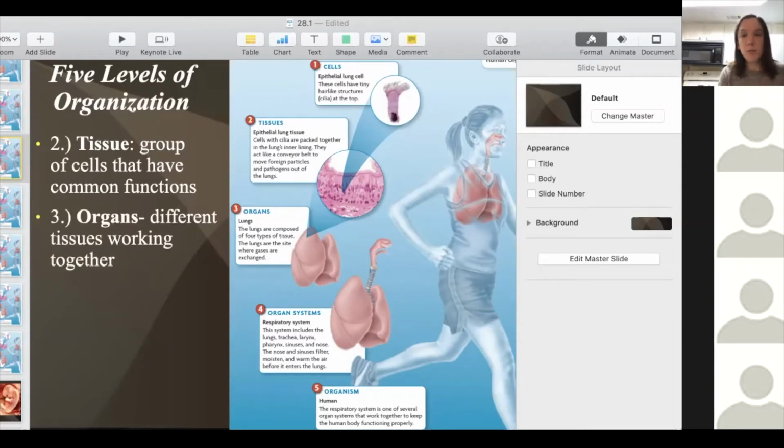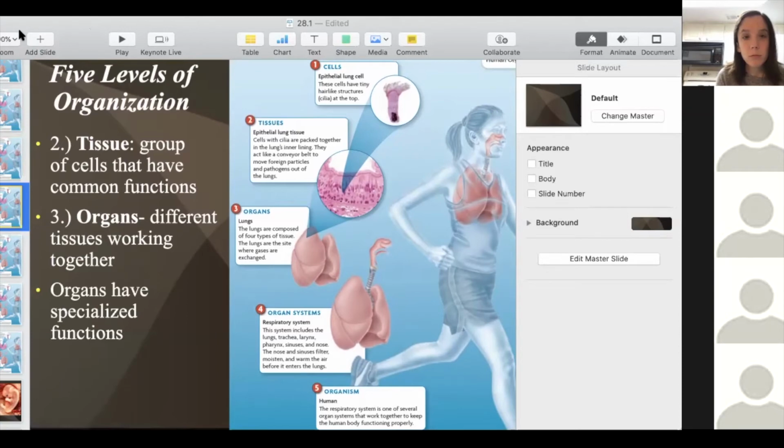And then tissues combine together to make up organs. Organs are different tissues working together. So this picture shows you lungs. So lungs would have skin tissue that line it, but also would have blood on the inside, and blood is its own tissue. But the blood works with the lungs to move oxygen and carbon dioxide out of the body or into the body.